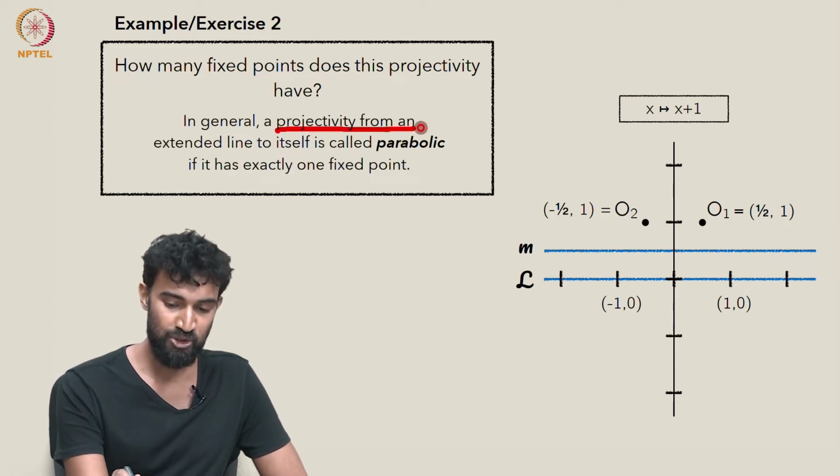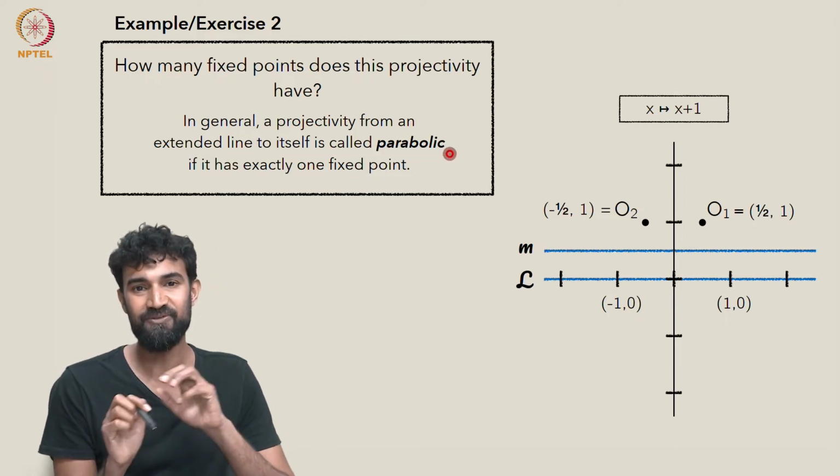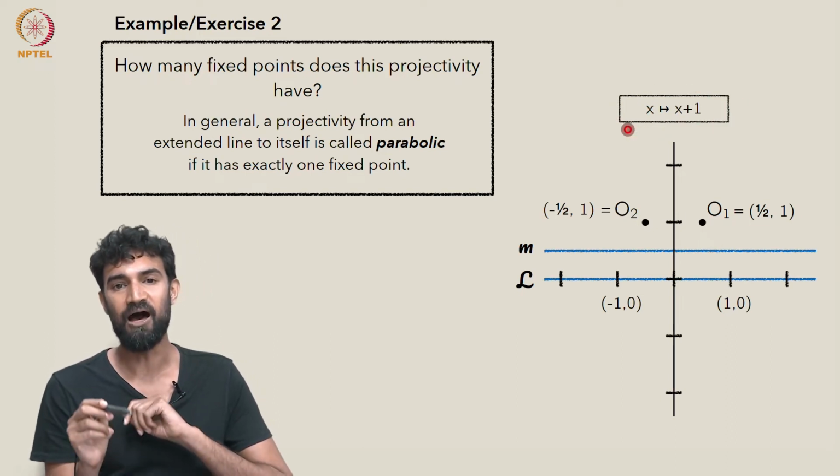Now, in general, a projectivity from an extended line to itself is called parabolic if there's exactly one fixed point. So this is an example of a parabolic projectivity.